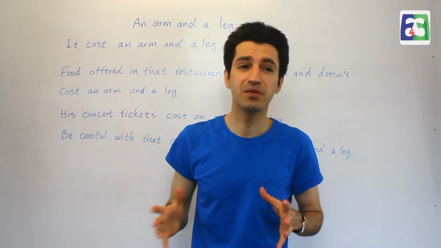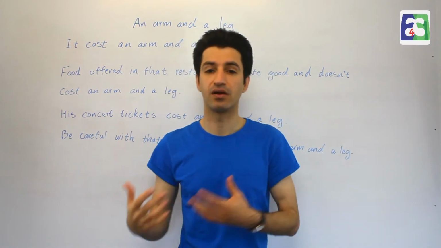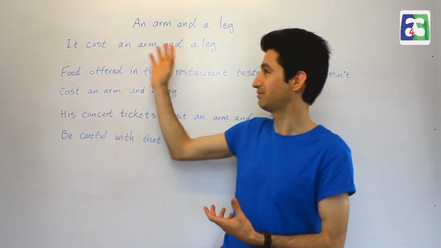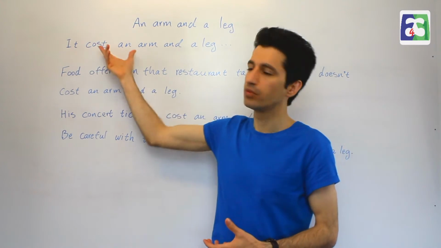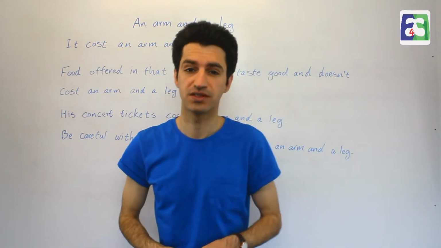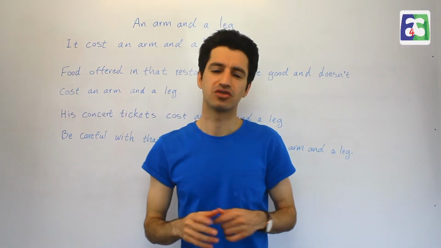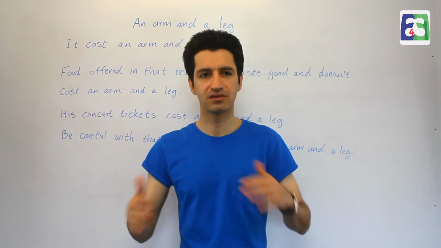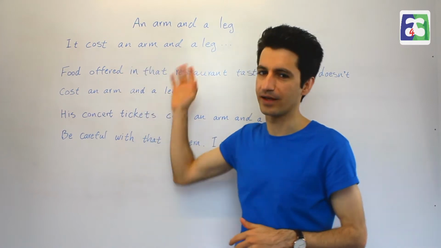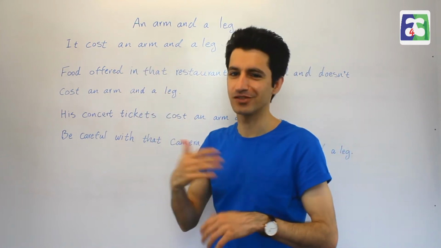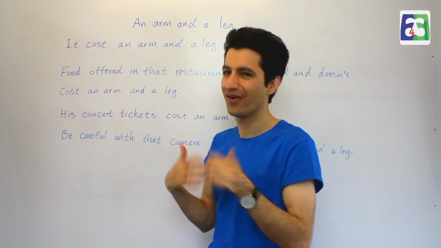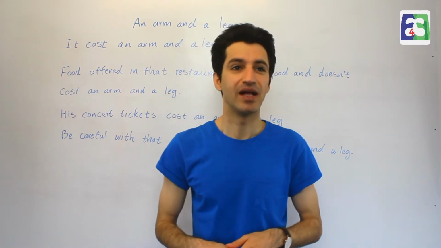So when do we use an arm and a leg? When do we use this expression? When we want to say that something costs a lot. And that is not just, if you say it costs a lot, that's lower than an arm and a leg. An arm and a leg is far higher than a lot. Why do we say that?